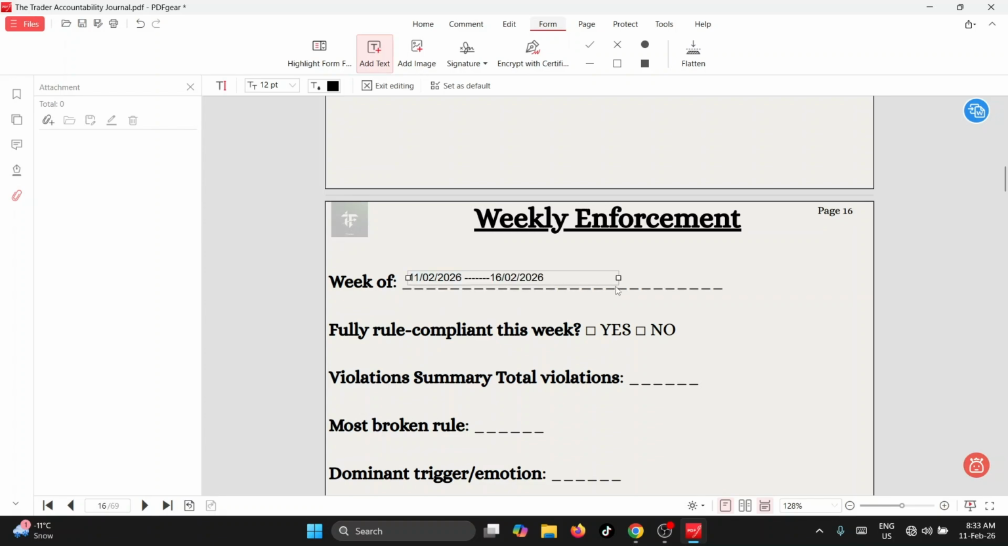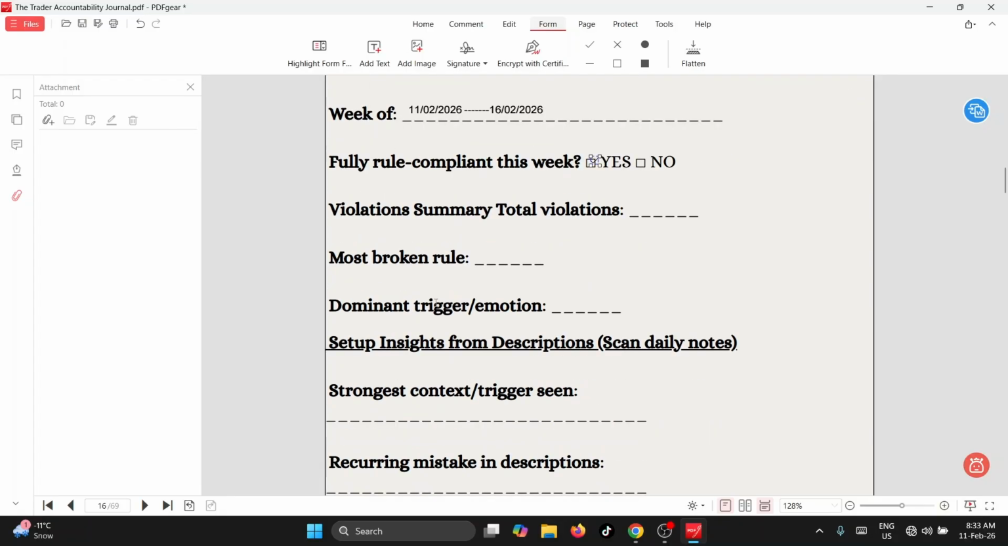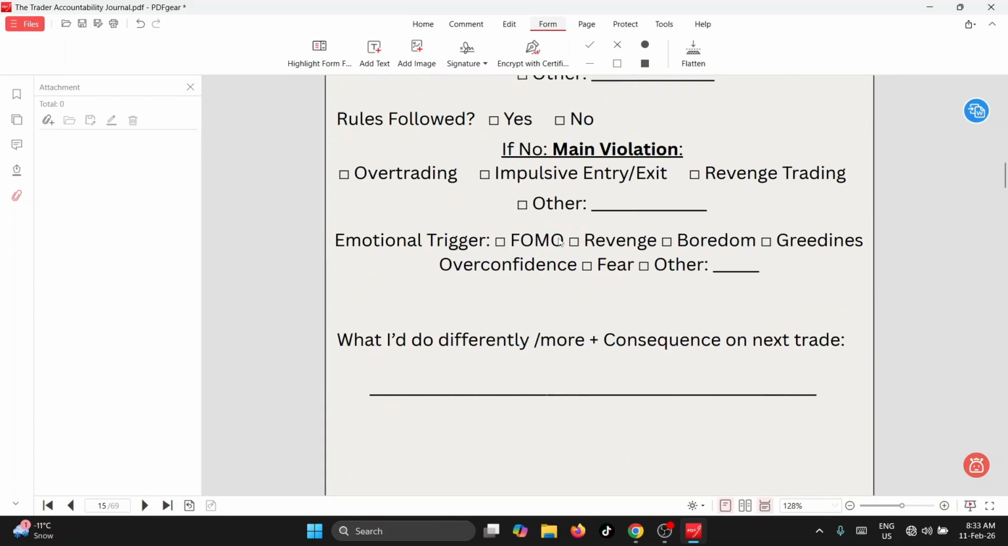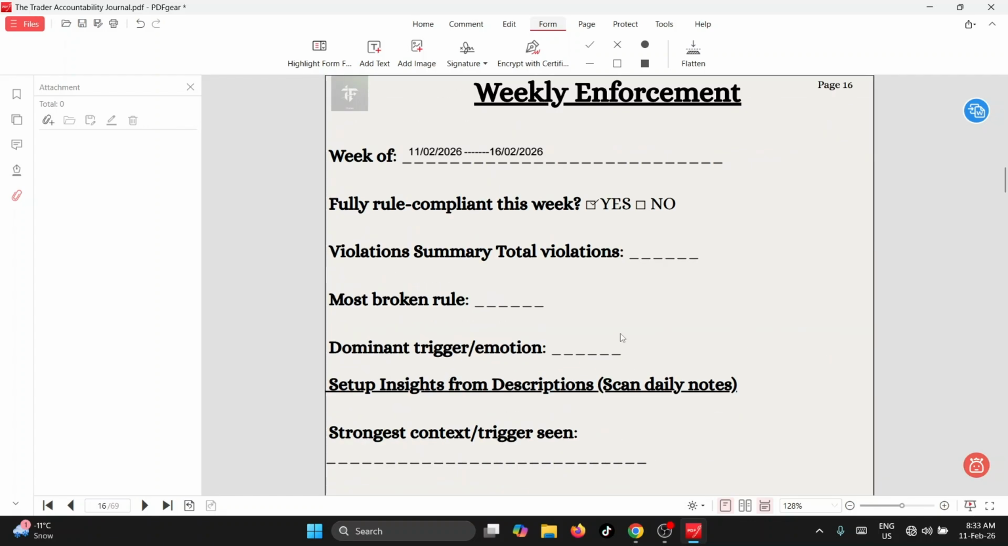Now, were you fully compliant this week? These are the questions you need to ask yourself. You can say yes, or you can say no. Then you can go back and count how many times you violated your rules, and which of your rules was most broken. Because you've already had all these opportunities to note your emotions and the patterns that show up over time, you have enough data to put in here. Okay.